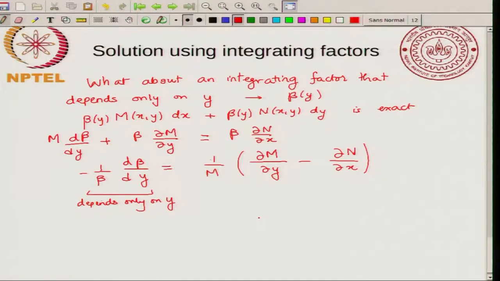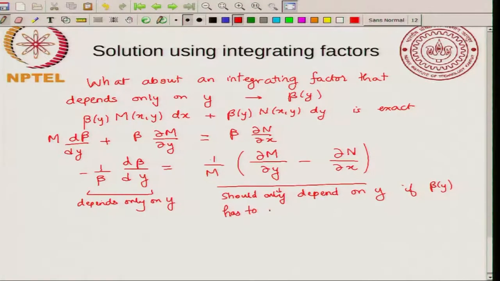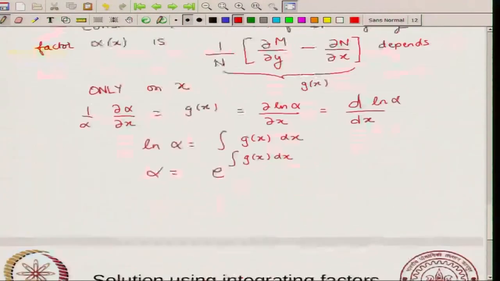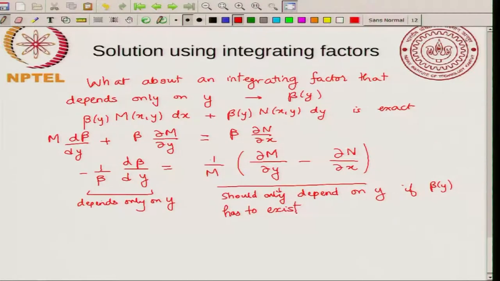Okay. So, the condition again we have is that, in order to find an exact differential that depends only on y, this should only depend on y if beta of y has to exist. So notice, let's just go back to what we did in the case of x. In the case of x, we had this quantity 1 over n dou m by dou y minus dou n by dou x should depend only on x. And in this case, we have almost the same factor, but instead of n in the denominator, we have m in the denominator. So, this should depend only on y. So, the rest of the factor dou m by dou y minus dou n by dou x is the same.